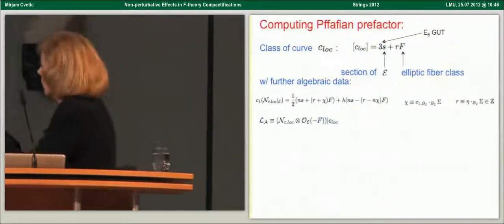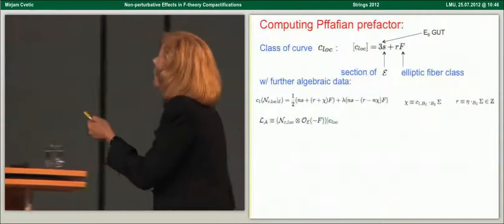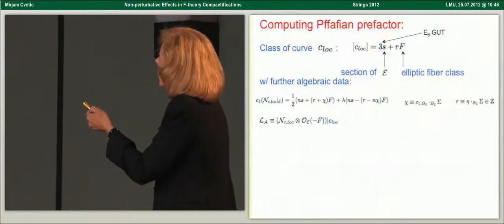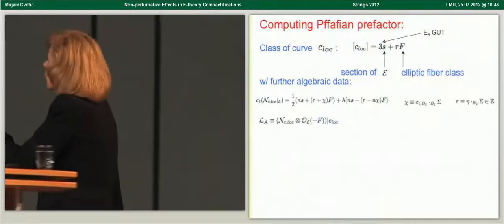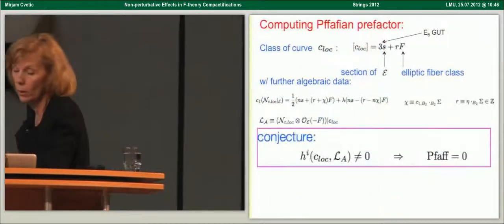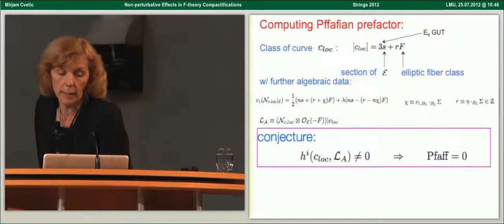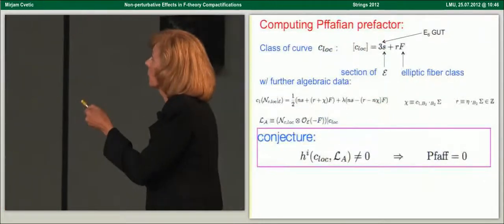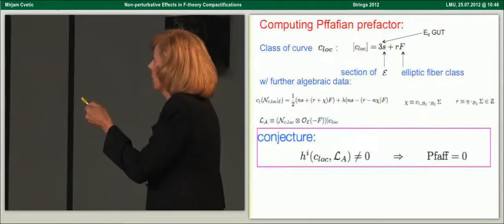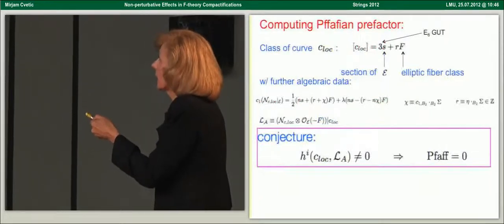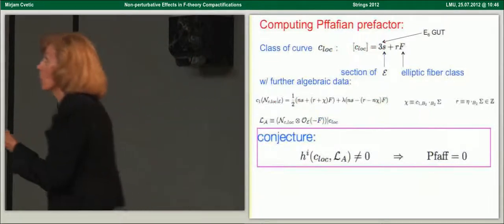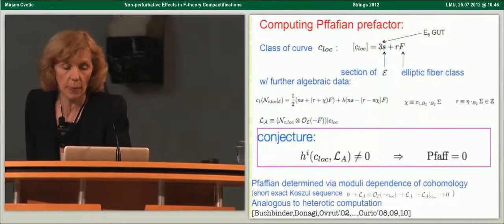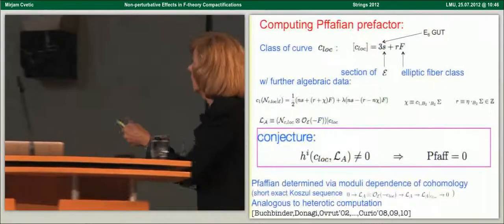Due to lack of time, I will skip the specific ways we formulate classes of this spectral curve. The corresponding definition and calculation of the line bundle associated with the local curve allows us to propose a conjecture: whenever the line bundle associated with this local spectral curve gets a section, namely new zero modes appear, in this case the Pfaffian prefactor turns out to be 0. Now, we can do even more.